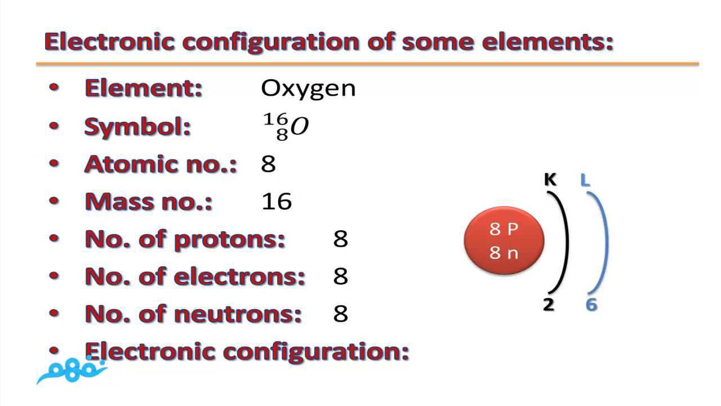Electronic configuration of oxygen. The nucleus of oxygen contains 8 protons and 8 neutrons. The oxygen atom contains 8 electrons which are distributed in 2 energy levels. The first energy level K takes only 2 electrons. We have 6 more electrons. We will put them in L. So the electronic configuration of oxygen is 2 electrons in K, 6 electrons in L.